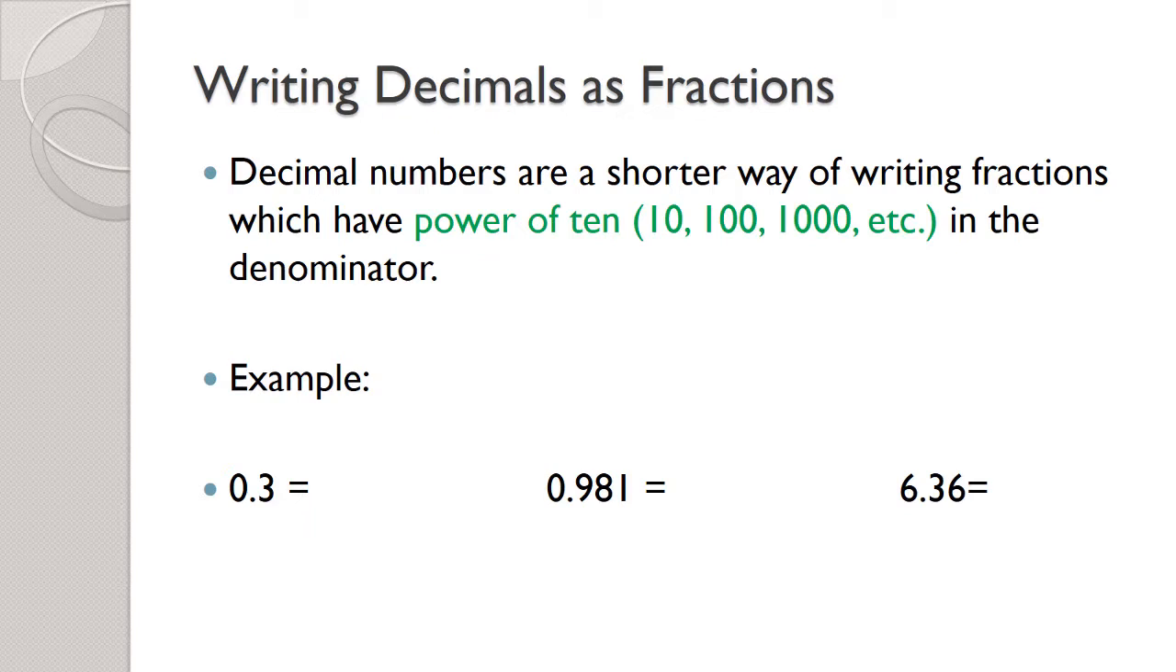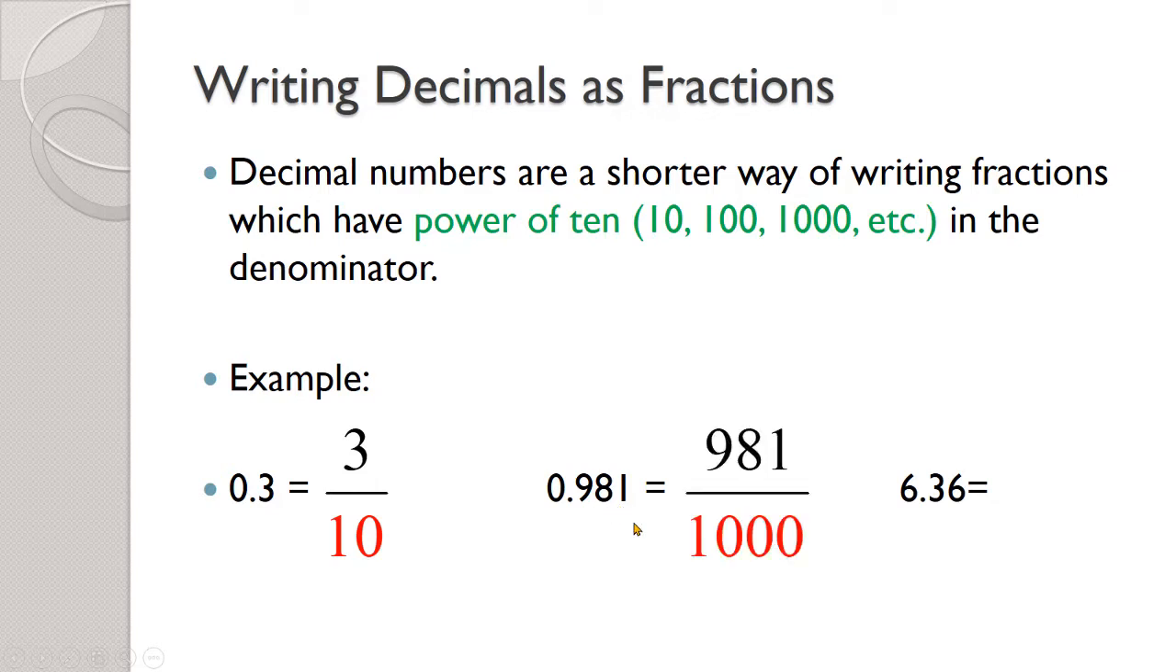Our first example here is 0.3. Notice that there's only one decimal value there, and that tells you that we're in the tenths place, and so this fraction is going to be 3/10. Notice that there's one decimal place, and therefore there's 1 zero after the 1 in the denominator. Following that idea, 0.981, we'd say that's 981. Since those are three decimals, we'd say it's 981 thousandths. Three decimal places there, 3 zeros in the denominator.